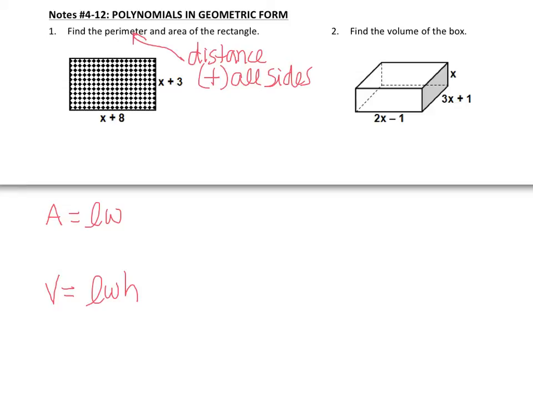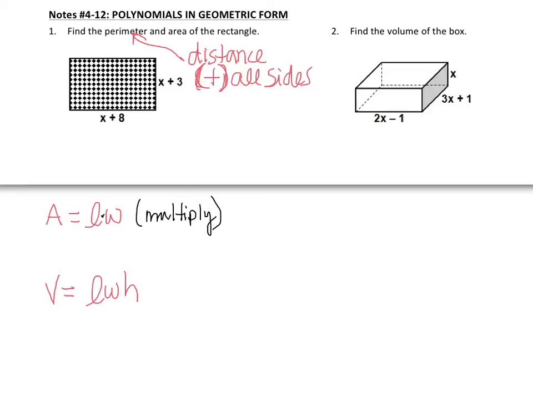So the main difference between perimeter and area: for perimeter, you are adding the sides. For area, notice what's happening between the length and the width, you are multiplying. That is the big difference between perimeter and area. Let's look at this first problem. It says, find the perimeter and area of the rectangle. So we're going to have two answers for number one.